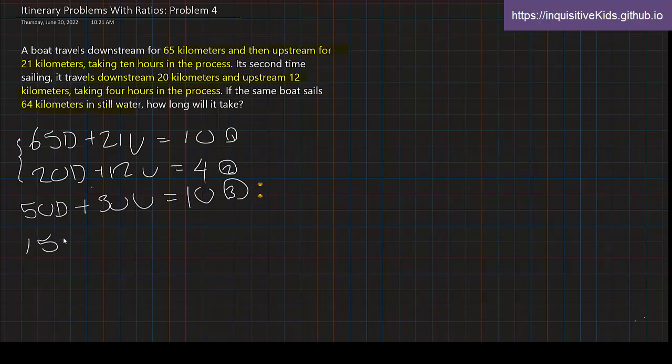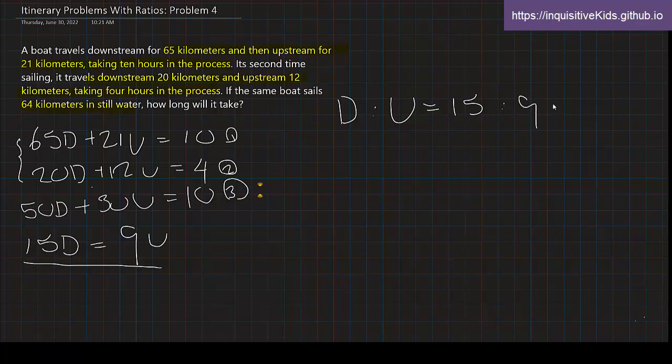We'll see that 15d is equal to 9u. So that is our comparison right there. So if we compare, here's a ratio now. If we compare d with u, it's really equal to 15 to 9, and that also equals 5 to 3.